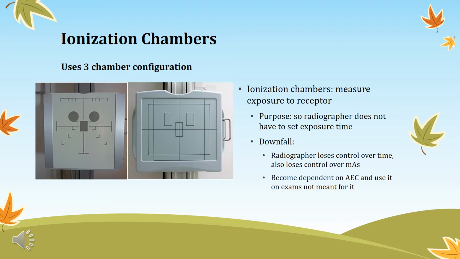Ionization chambers measure the exposure to the receptor, and the purpose is for the radiographer not to have to set the exposure time. There are some downfalls, which include the radiographer losing control over time, and they also lose control over mAs. They also become dependent on the AEC and use it on exams that it's not meant for.